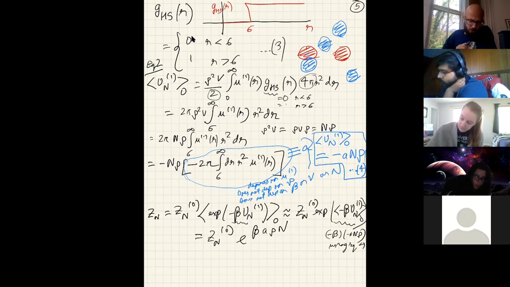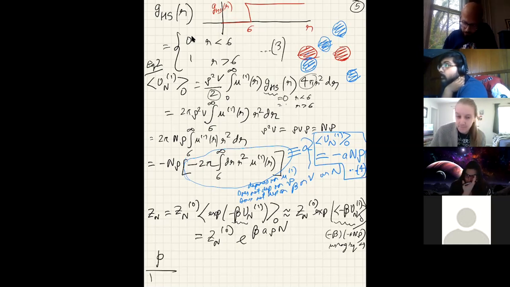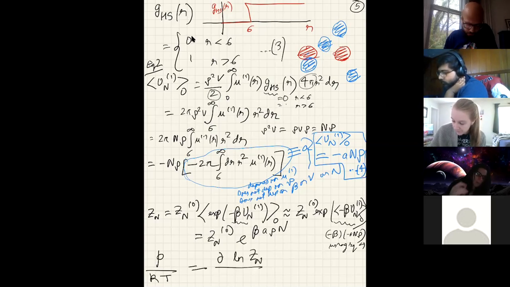So we have a simple formula for this. And now we can finally get our equation of state. We can get our pressure. For pressure, don't forget something we did well before this coronavirus thing, which is to get pressure from the canonical ensemble. We have the relation P by kT is equal to partial log Zn by partial volume. Now we can do that.